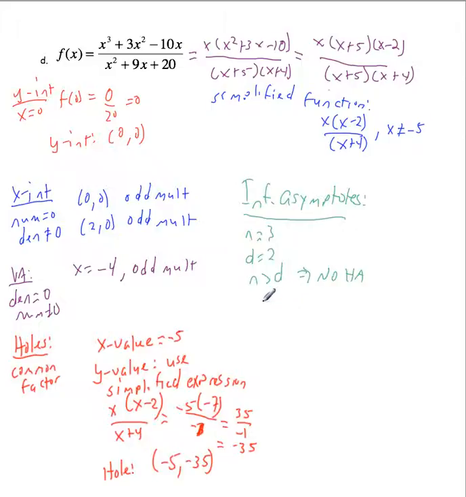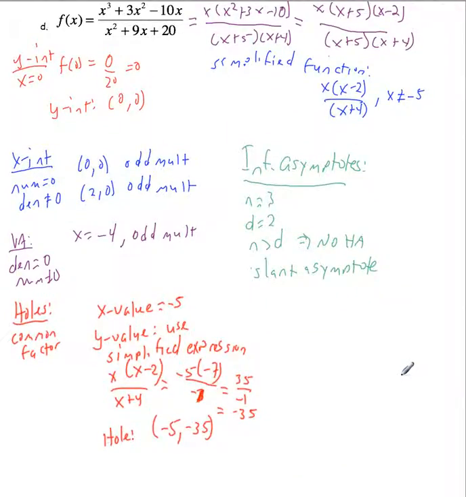But the degree of the numerator is exactly 1 more than the degree of the denominator, so we have a slant asymptote. To find the equation of the slant asymptote, we use division. In this case, we have to use long division, not synthetic division, because the denominator is not of the form x minus k. So we're going to set up our long division.